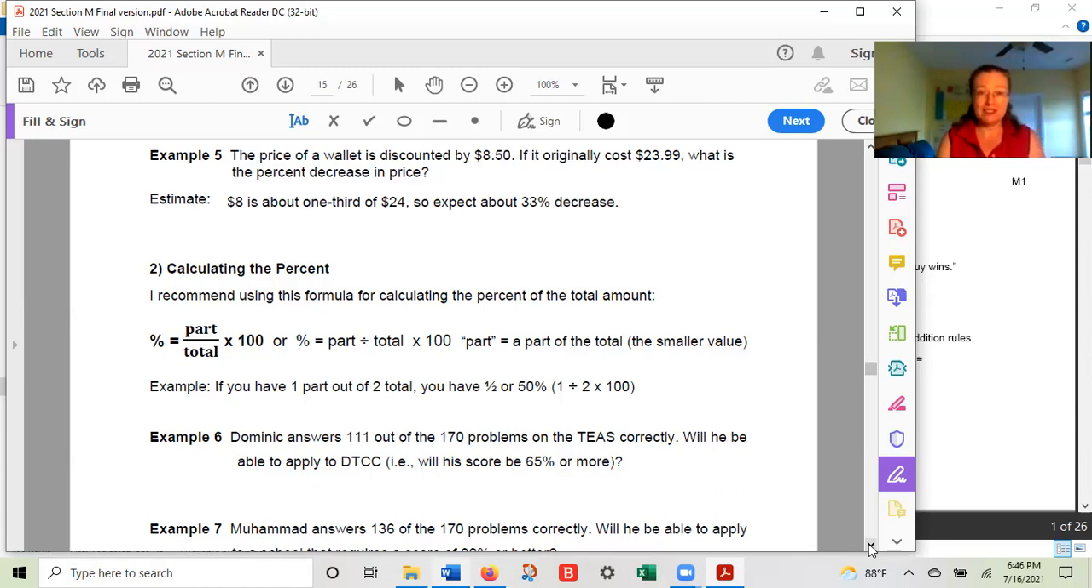The percent of anything is where you take the part, the smaller amount, and divide it by the total amount. Then, because it's a percent, you multiply by 100. So a percent is equal to the part divided by the total times 100, where a part is a part of the total. It's the smaller value. For example, if you have one part out of 2 total, you have 1 over 2, 1 divided by 2, or 50%. 1 divided by 2 times 100.